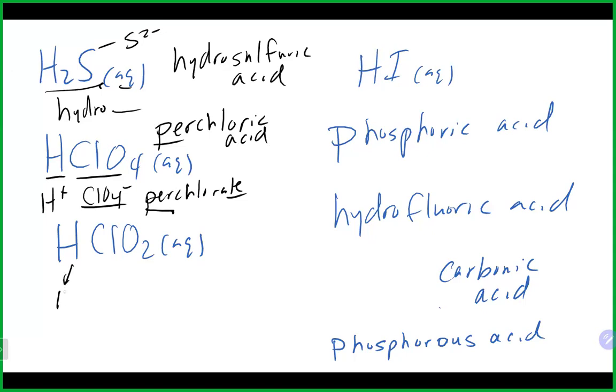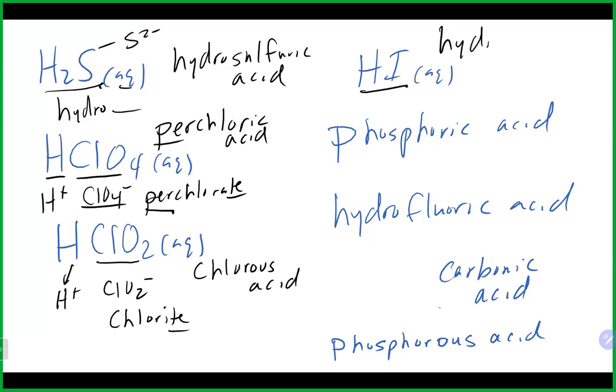Here we have H plus and ClO2 minus, which also contains oxygen. So that is chlorite. So ite means OUS on the acid, chlorous acid. Again, no hydro on anything that has oxygen in it. Question on any of those names there? HI, that has no oxygen, so that is hydroiodic acid, as that is iodide in the middle there.